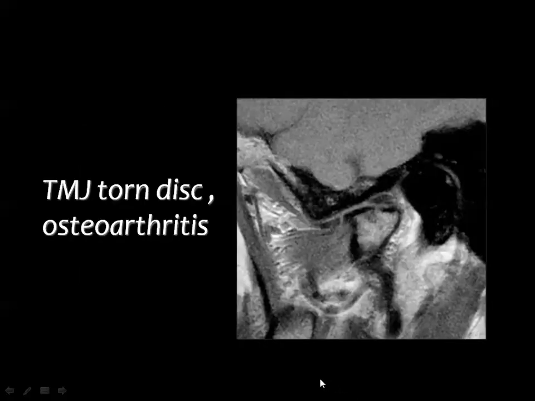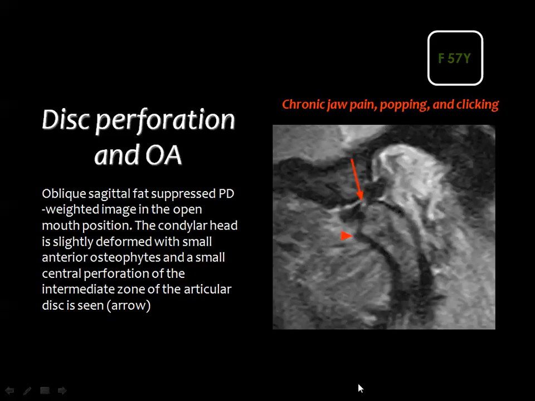And this is an example of a perforated or torn disc, where you see advanced osteoarthritis of the temporomandibular joint. This is the disc which is torn at its middle part, and there is narrowing of the joint space, bone sclerosis of the articular surfaces.